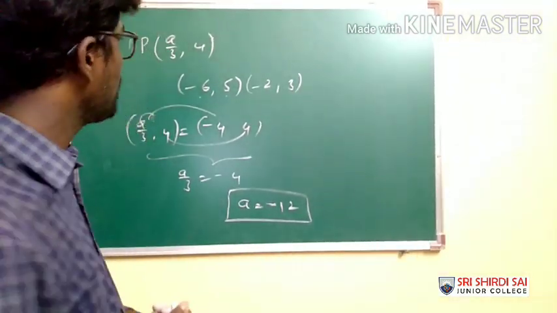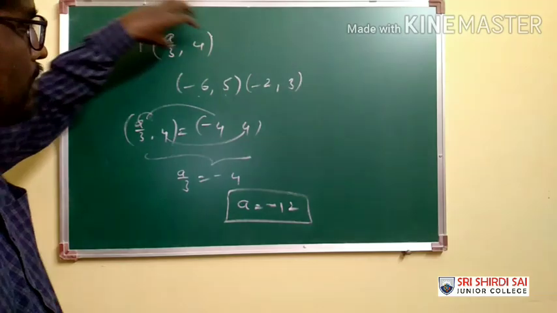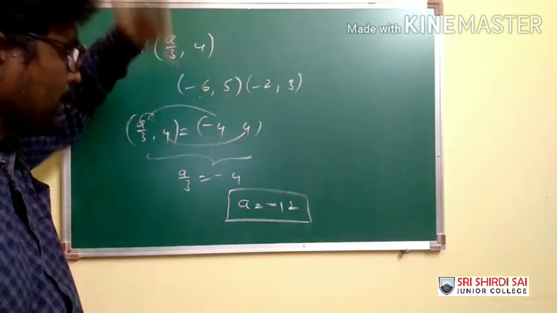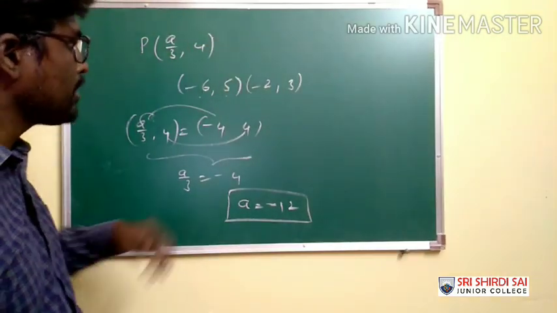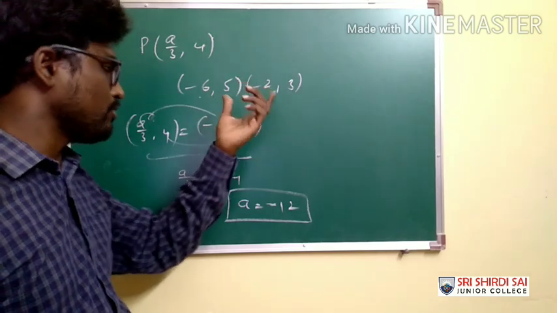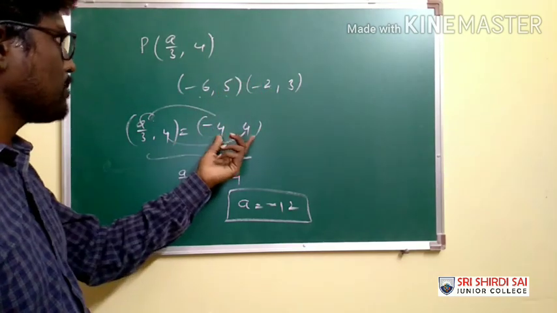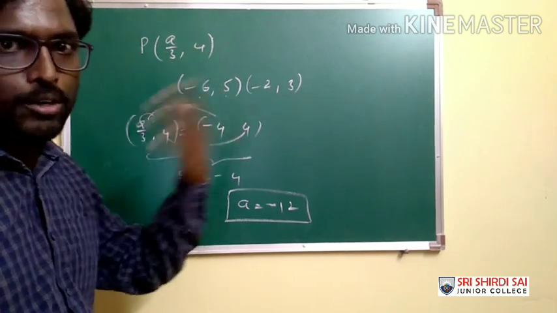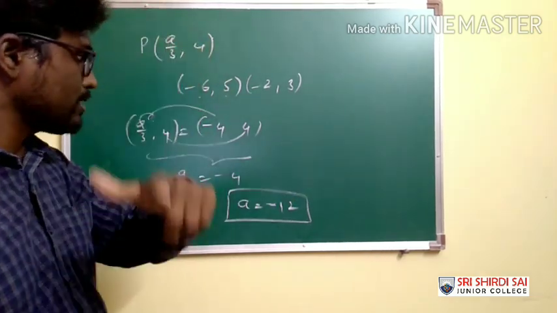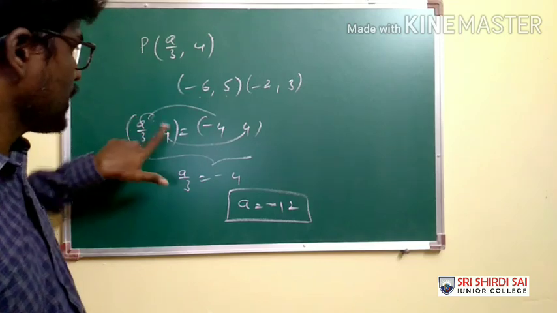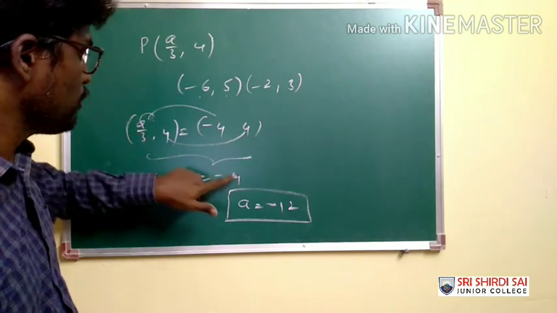Option B. See, if this is the midpoint of the line segment joining these two points, then what is the value of A? I just applied the midpoint formula for these two coordinates. I got minus 4 comma 4, and this minus 4 comma 4 is equal to a by 3 comma 4, because it is a midpoint according to the question. Then on equating the corresponding coordinates, that is a by 3 is equal to minus 4, I got the value of A.